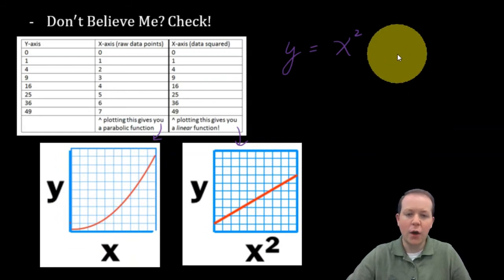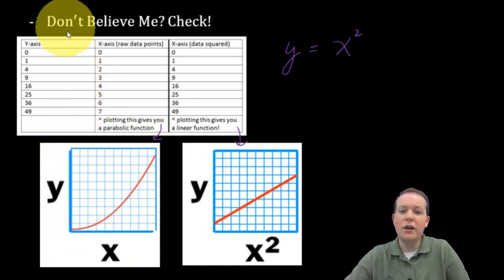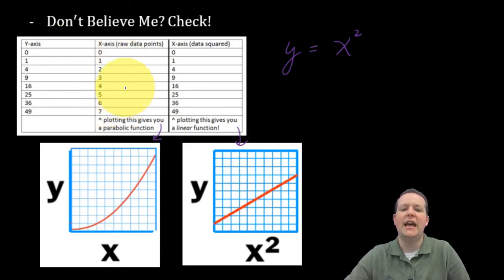Don't believe me? Let's try it. So here's my data table. You could hit pause if you wanted to, okay? But these values here are what's happening if I'm using my y equals x squared. So when x is 0, or when x is 1, y is 1. When x is 2, x squared makes it 4. So this here and this here, that gives me this graph.